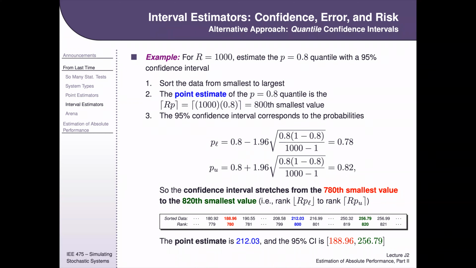So for me to give you a confidence interval of the 80th percentile, I need to look in my rankings and give you the number that occurs at the 78th percentile in my ranking up to the 82nd percentile in my ranking. So that goes from, in this case, 188.96 up to 256.79, and that's my confidence interval there. So the point estimate of the 80th percentile of whatever this data is, is 212.03, but the 95% confidence interval of the 80th percentile is this interval here.